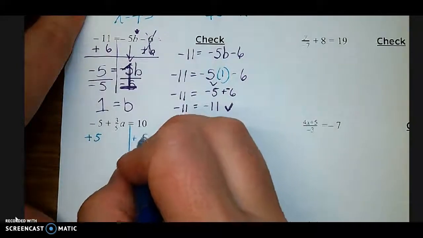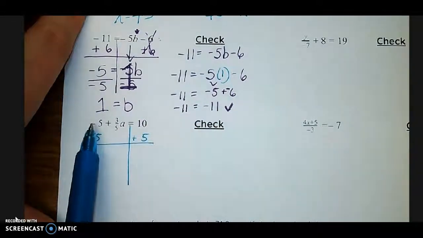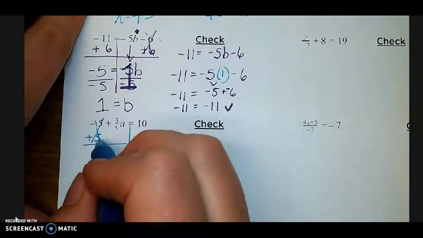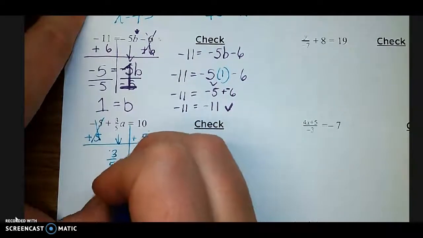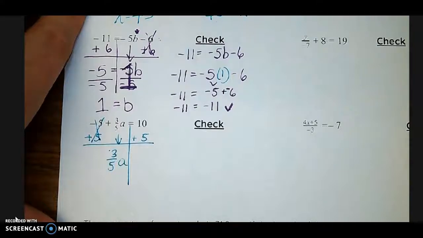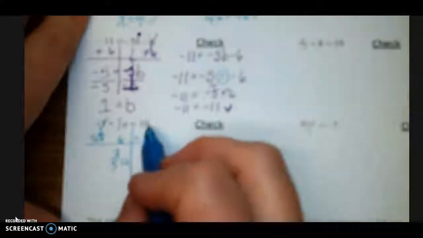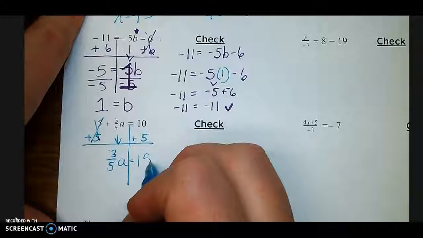And I want to do that to both sides. So my negative 5 and my positive 5 are going to cancel each other out. I still have 3/5 of whatever a is. So I don't even want one whole a. I'm just taking a part of an a. So 10 plus 5 is 15.